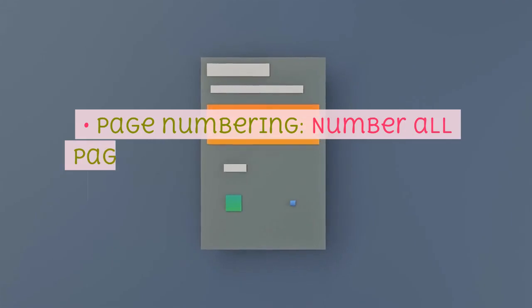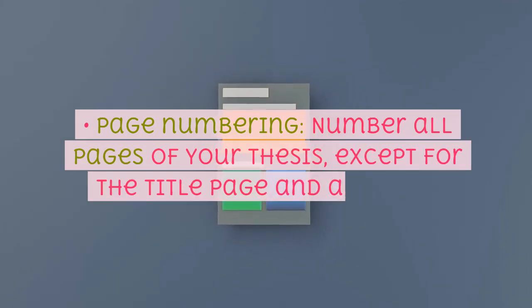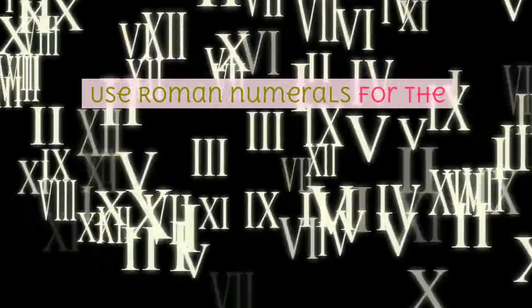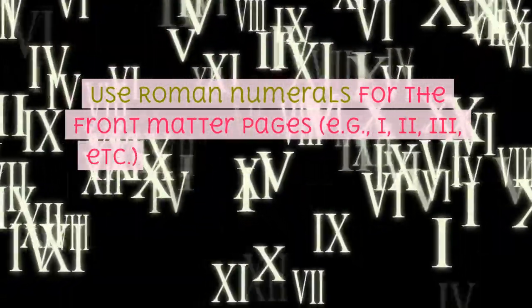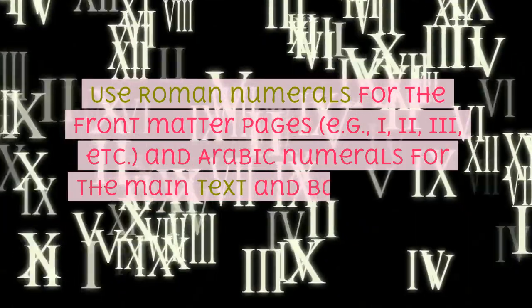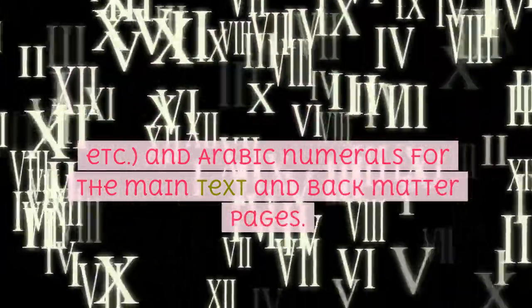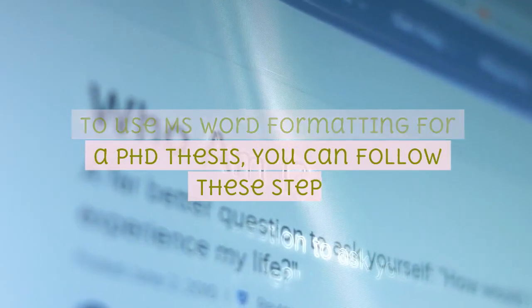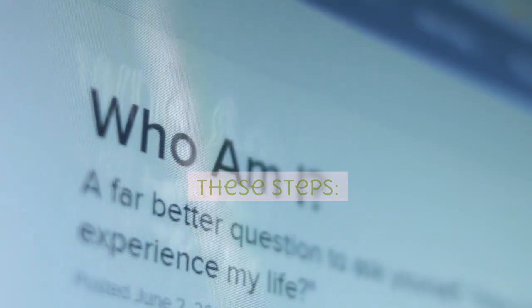Page numbering. Number all pages of your thesis, except for the title page and abstract. Use Roman numerals for the front matter pages, e.g., i, ii, iii, etc., and Arabic numerals for the main text and back matter pages. To use MS Word formatting for a PhD thesis, you can follow these steps.